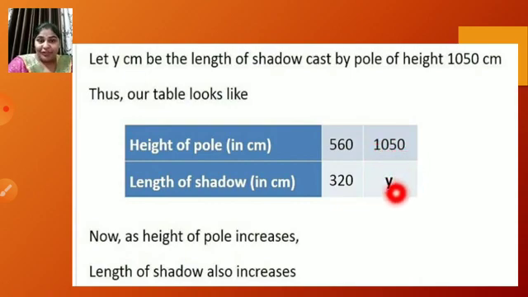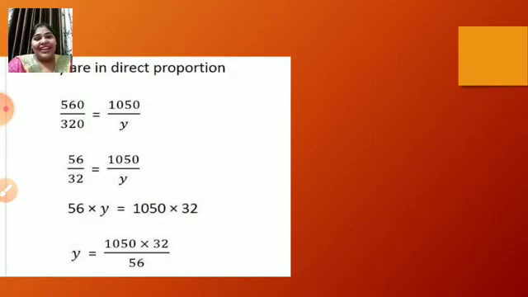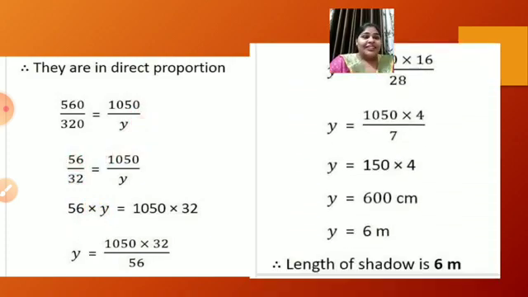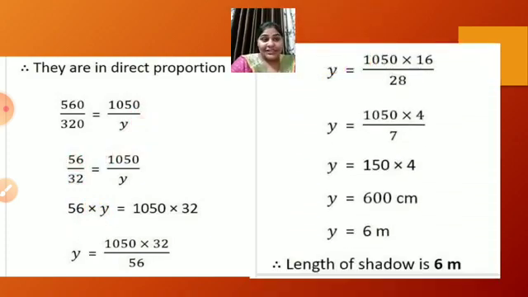So let us keep the y value. Now this is x1, y1, x2, y2. So let us write it as, these are the 560 upon 320 is equal to 1050 upon y. So when we convert this, children, we will get the y value as equal to 6 meters. So the length of the shadow is 6 meters.